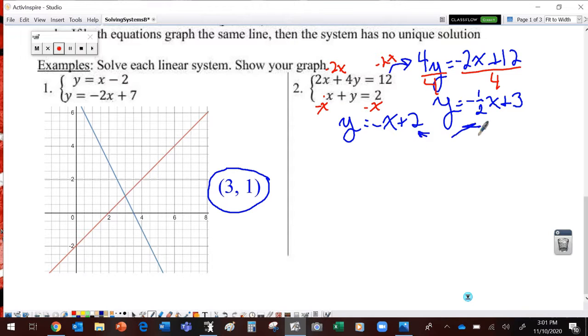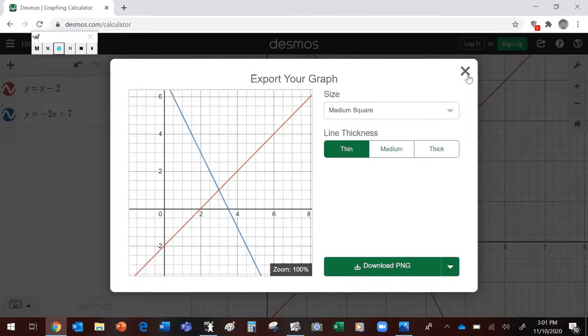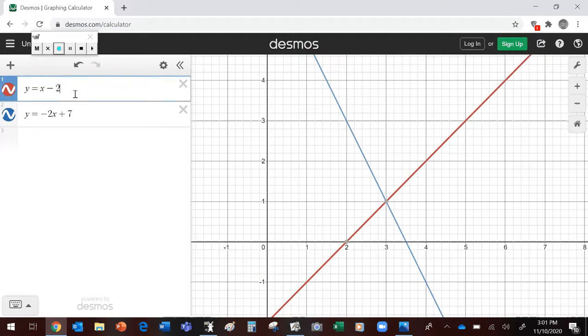So we'll come back here to Desmos. Close this guy, we don't need that anymore. And we'll clear out our old equations.